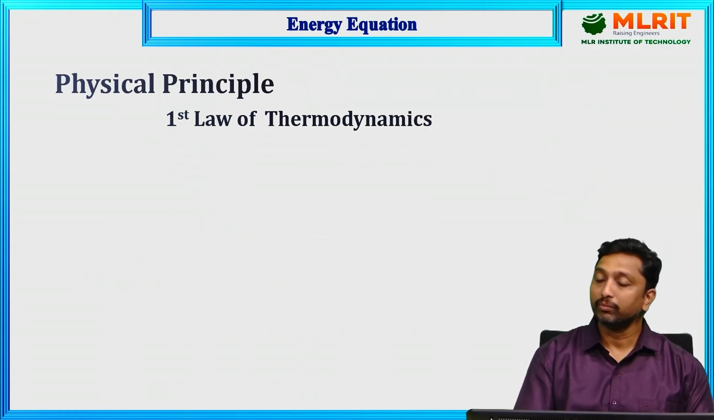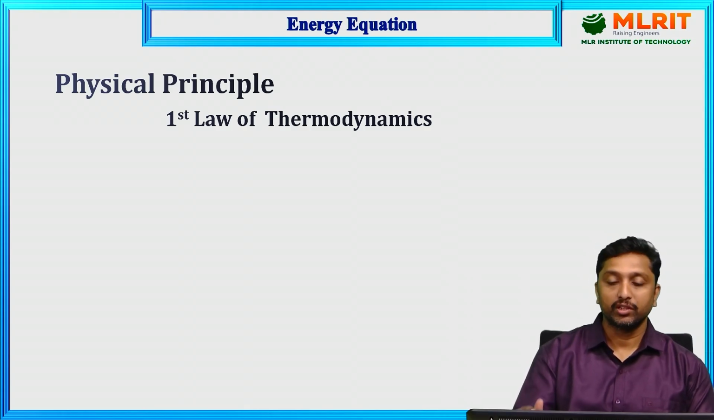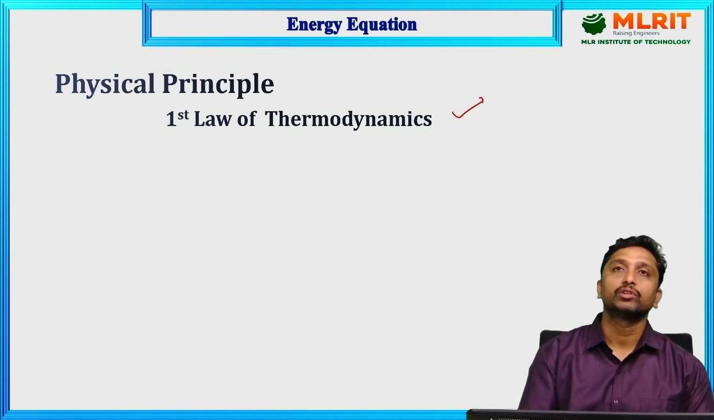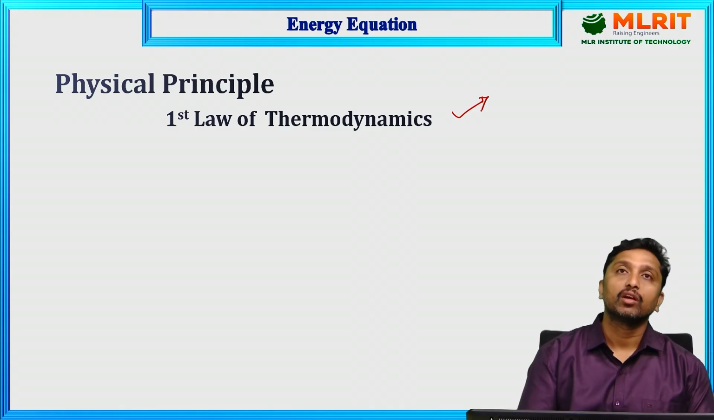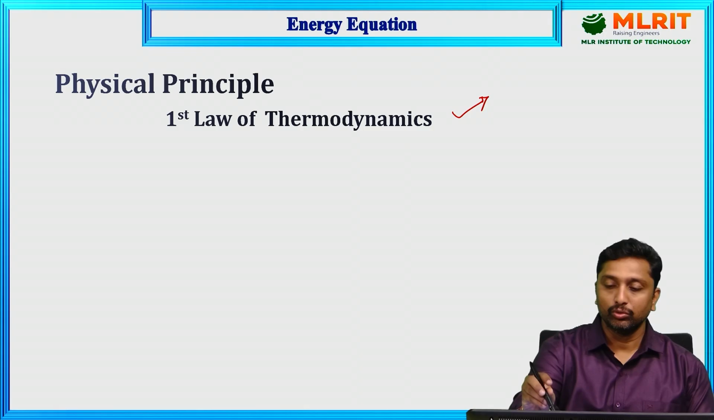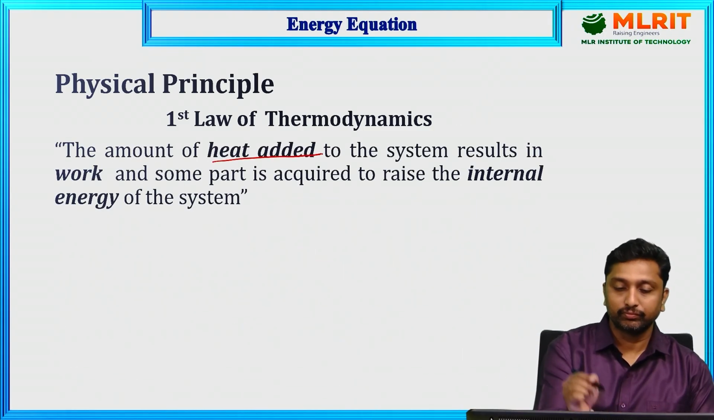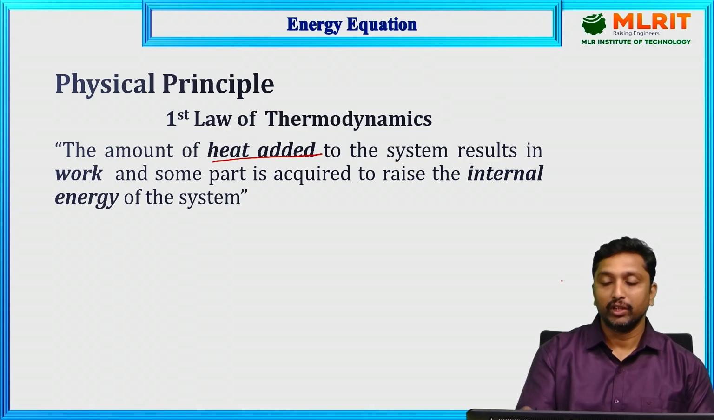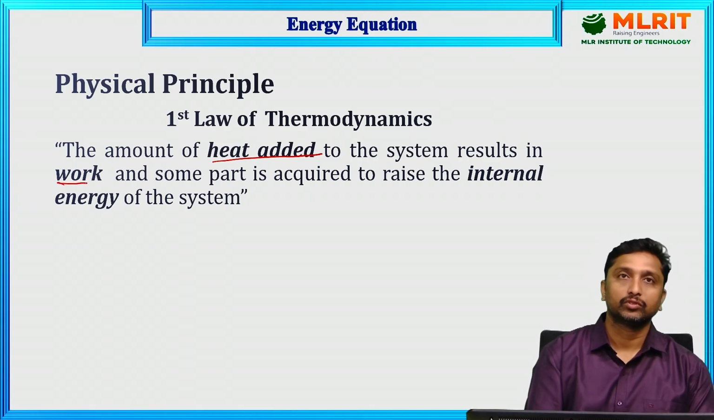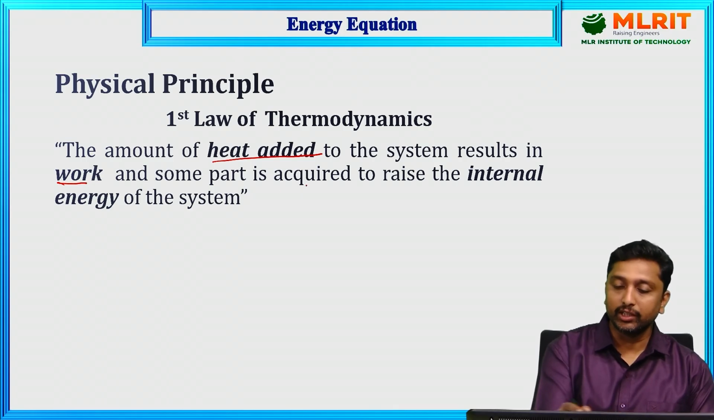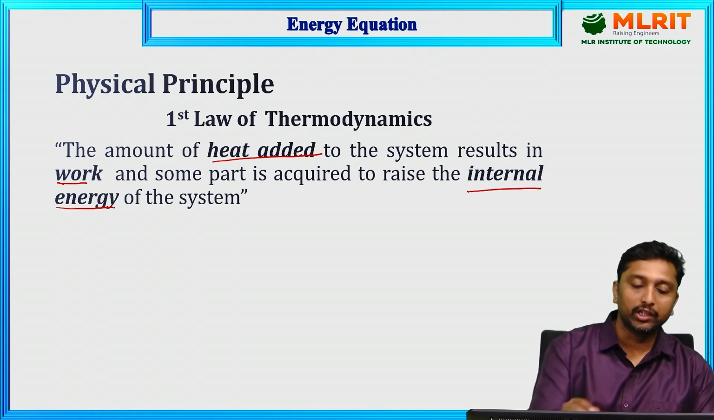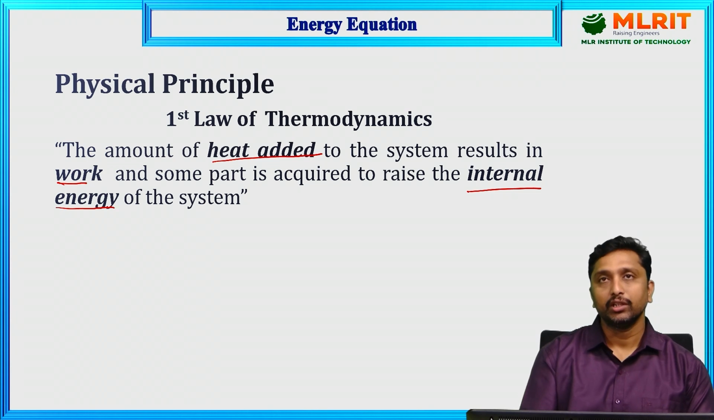Next, the physical principle. The physical principle on which the energy equation is derived is the first law of thermodynamics, which relates different forms of energy in the thermodynamic system to the work done by it. So it states that the amount of heat added to the system will result in work, and some part of that heat is converted into changing the internal energy of the system, or raising the internal energy of the system.